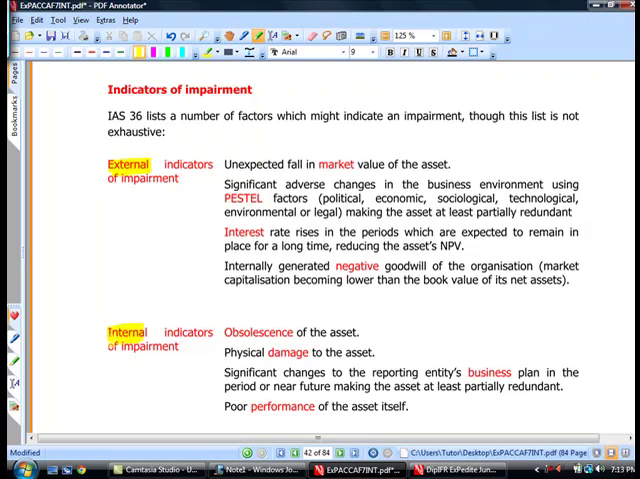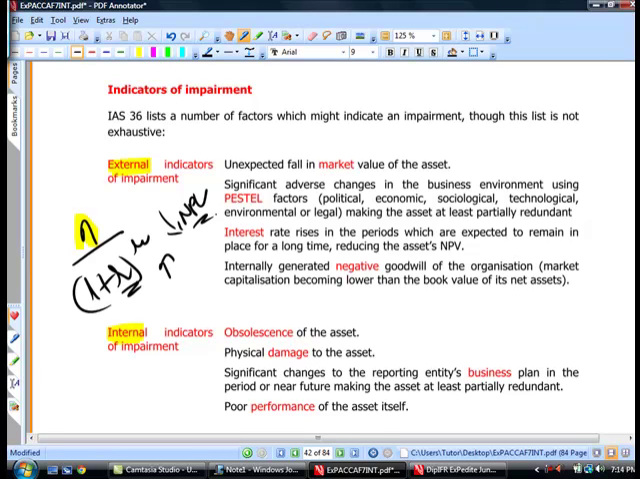It may be the fact that the interest rates are rising. So remember, if we are taking the net present value computation, the higher the interest rate, the lower the net present value. Remember the formula, 1 over 1 plus the rate to the power of n. If the rate goes up, then the net present value will go down.